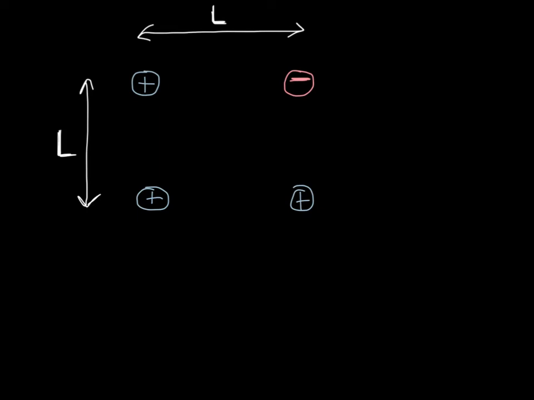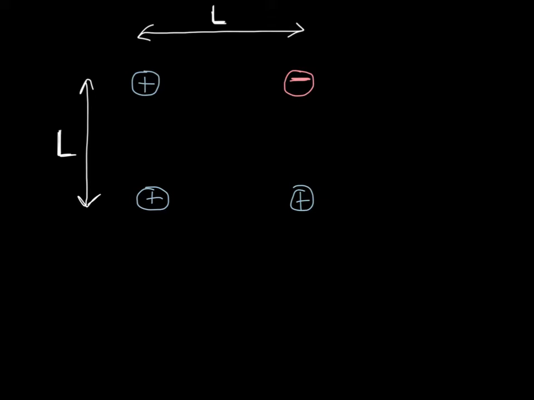So what we have here is a very classical physics problem where we have a square of charge. At three corners of the square, we have positive charges, and at the fourth corner, we have a negative charge, and the square has sides all of length L. And what we want to do is calculate the force that each one of these three positive charges exerts on this negative charge.